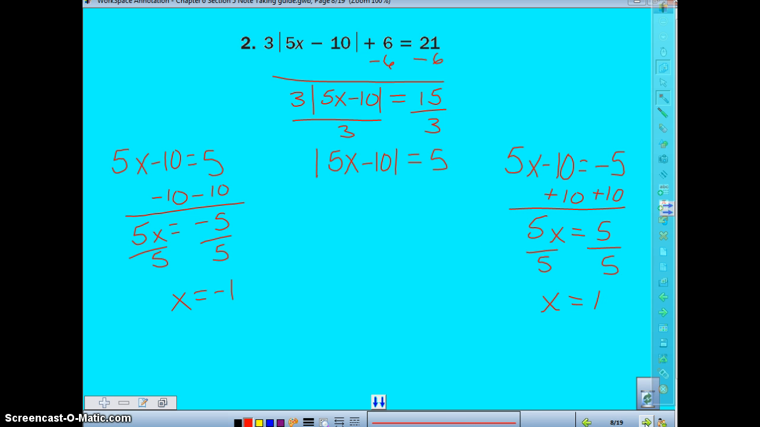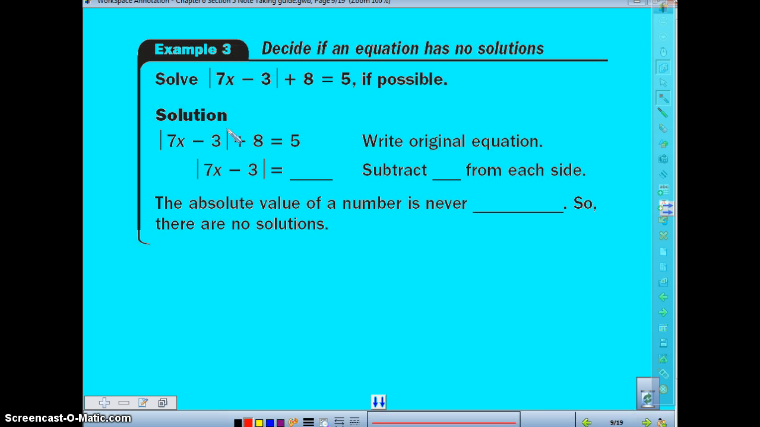Alright, very good. Let's continue on. Okay, we're going to solve this if possible. Well, there's going to be a hint right there, if possible. So we're going to subtract 8 from both sides, and that's going to equal negative 3. The absolute value of a number is never negative.